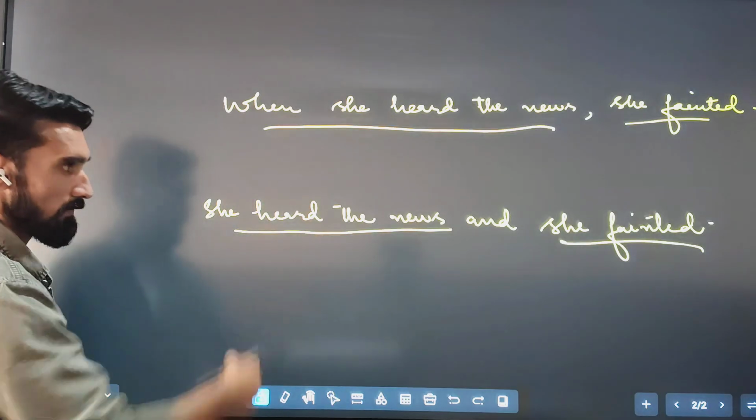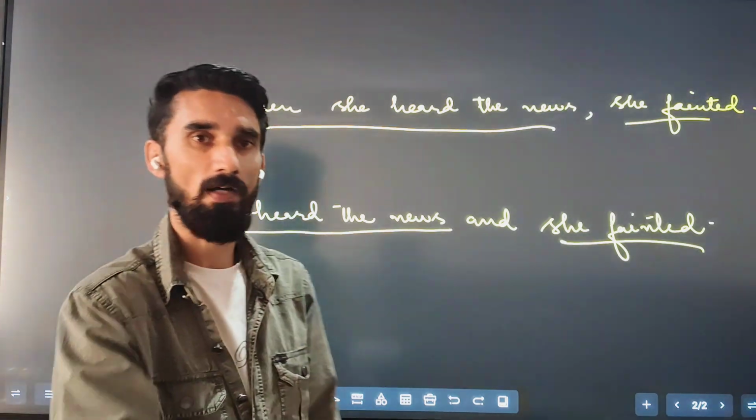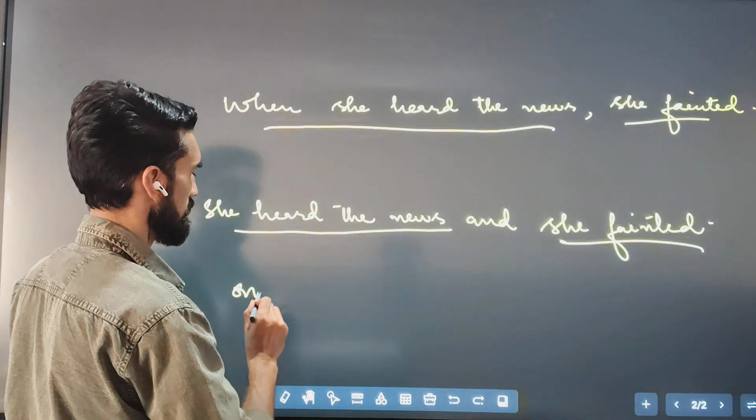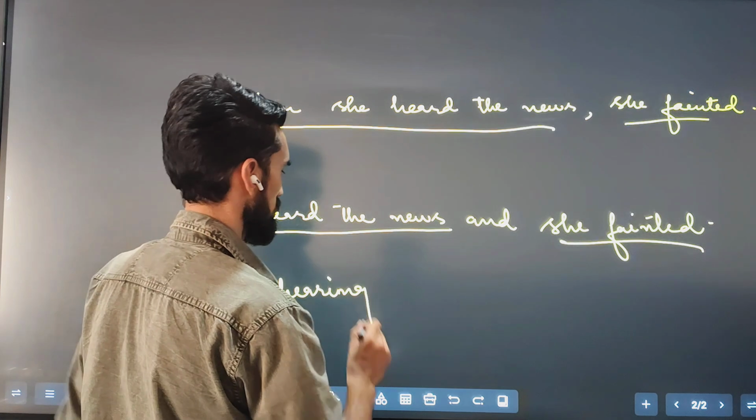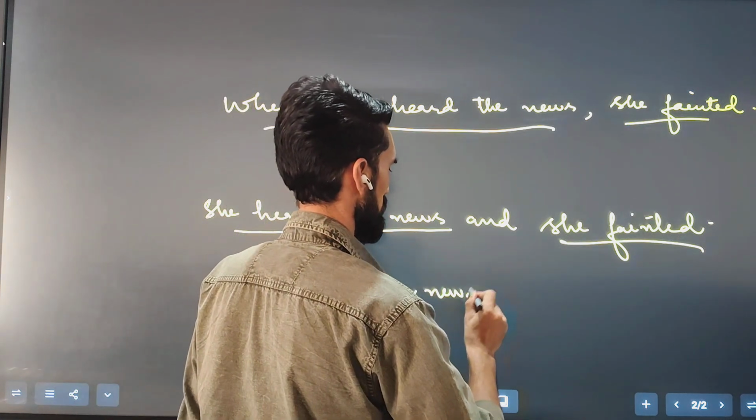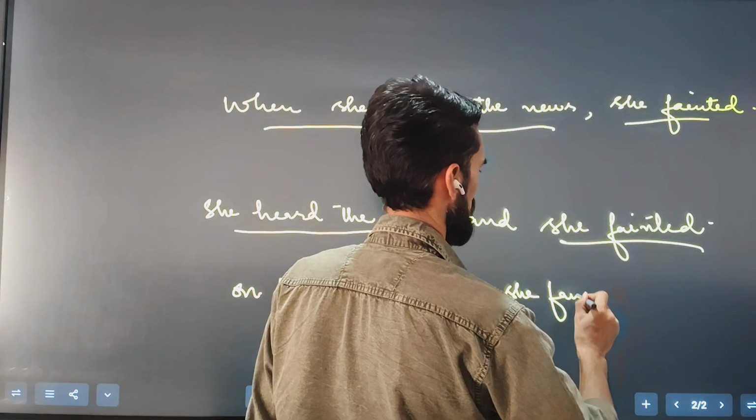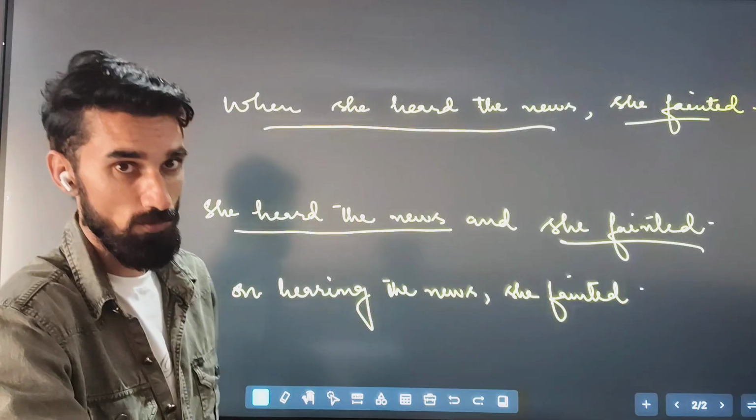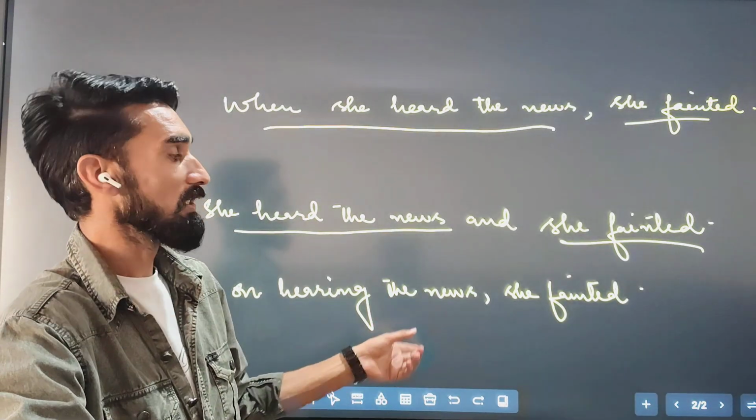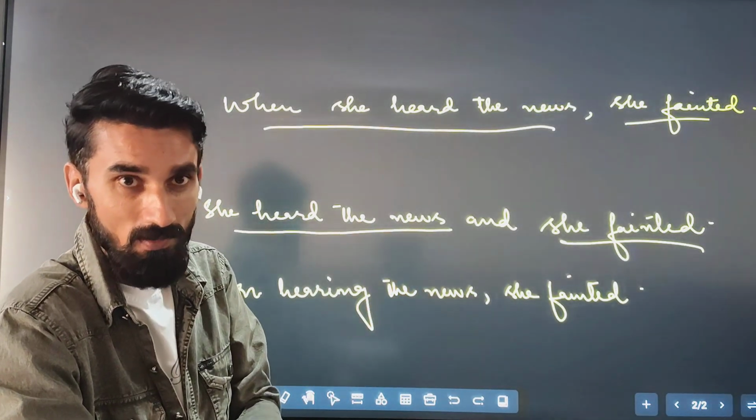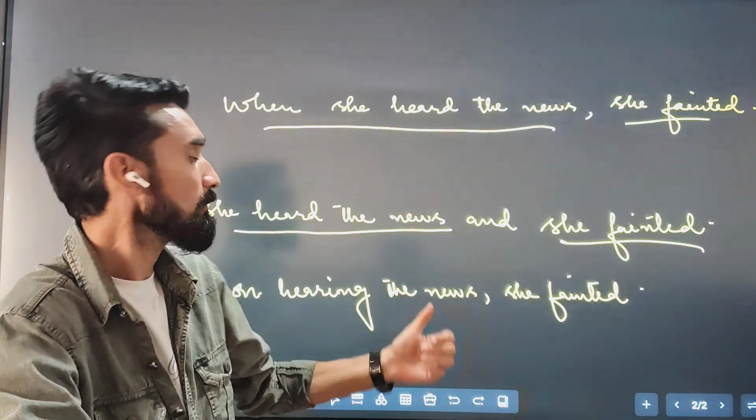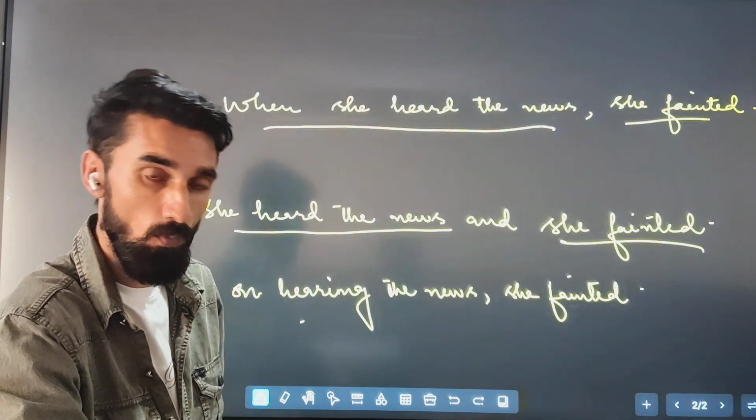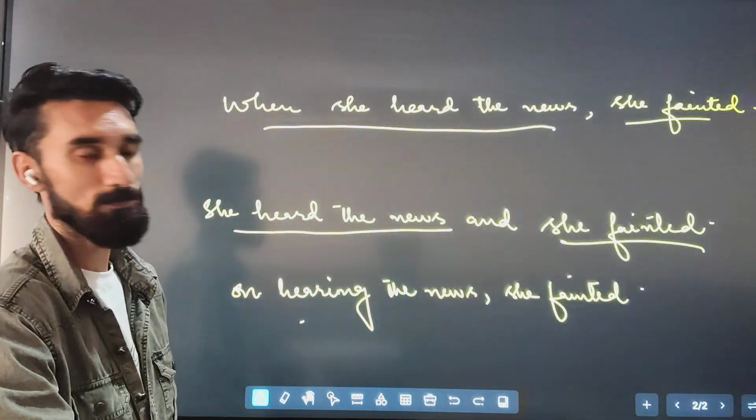And when this sentence is changed into a simple one, there again you need to put it into one clause. It will be: on hearing the news, she fainted. Or she fainted on hearing the news. If it was like she fainted after hearing the news, then it would be a complex sentence. But it is on hearing the news, she fainted, it is a simple sentence. Why? Because it has just one finite verb there.